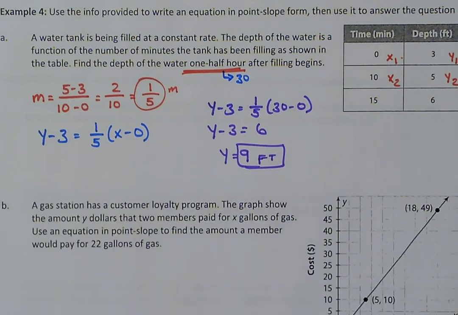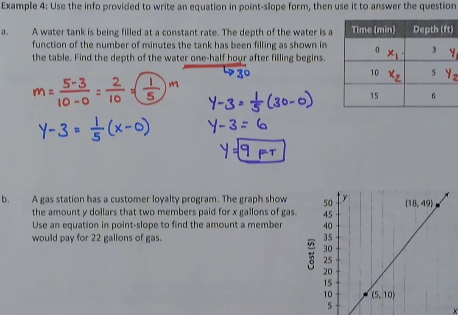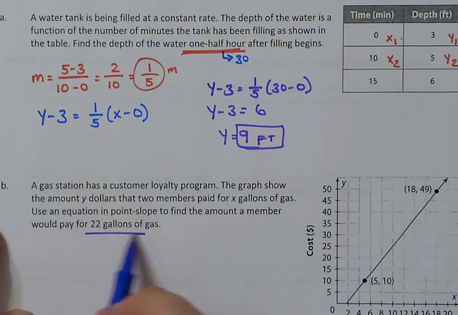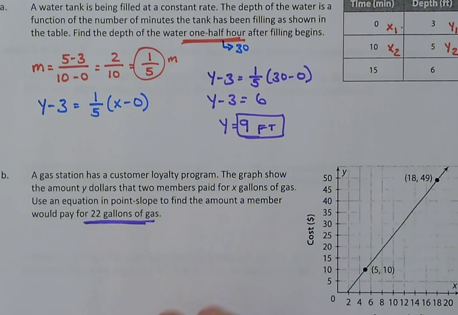Now, part B is a very similar type of setup. It's just they give you a graph instead of a table. They tell you the 2 points, so you need to find your slope. Use one of the points, plug it into your equation, and then plug 22 in for x, and that will give you your answer. I'm going to leave part B for you to run through on your own if you would like, just to give you some more practice. If you would like to see how it's done, it is done on my completed notes, or you can always send me an email if you have any questions.